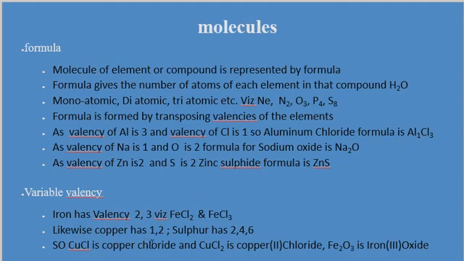Copper has 2 valencies, 1 and 2. So if you have copper chloride, you will write this 1 and 2 near the chlorine. Sulfur has 3 valencies, 2, 4, 6. Copper has 1 and 2. Iron has 2 valencies, which are 2 and 3. So CuCl is copper chloride, and it has 2 valencies, either CuCl or CuCl2.